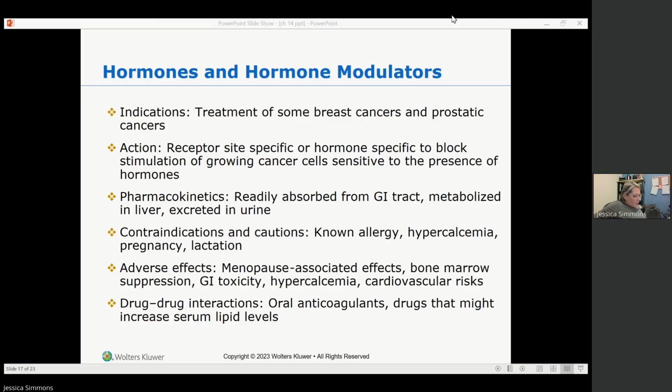There are interactions. So you want to make sure if this patient is on oral anticoagulants or drugs that might increase serum lipid levels. Concurrent use of flutamide and warfarin can increase anticoagulation. You want to monitor a PT-INR. With degarelix, concurrent use with class 1A or 3 antiarrhythmics increases the risk for dysrhythmias or QT prolongation. So you want to make sure you are monitoring an ECG periodically.